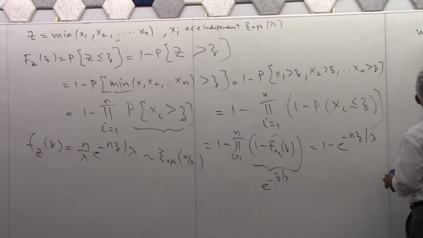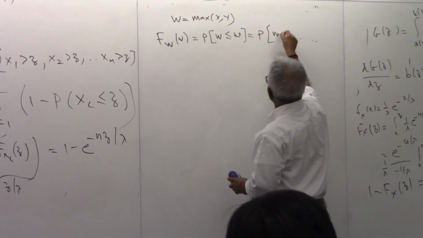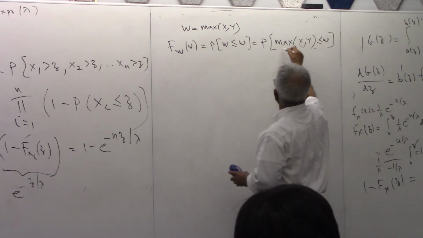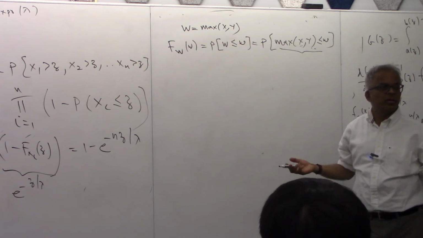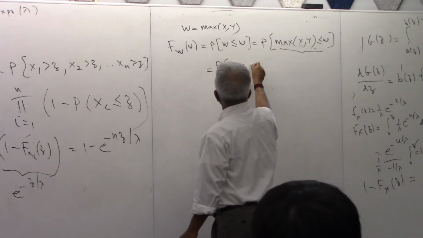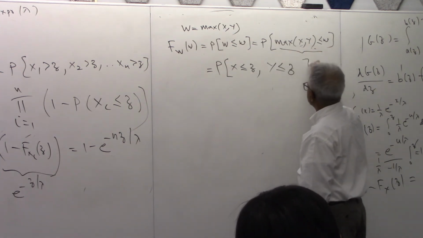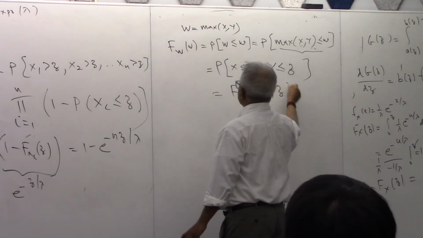So W is the max of X comma Y. So F_W. We can also do a quick argument. This is W less than or equal to small w. But W is given to be max of X comma Y less than or equal to w. So again the same argument. If the maximum of two quantities is less than c, each one of them must be less than or equal to c. So that's the same as saying X must be less than or equal to w, Y must be less than or equal to w. This is true even if you have X1, X2, Xn, etc. But this is nothing but F_XY(w, w). So this is a little easier.